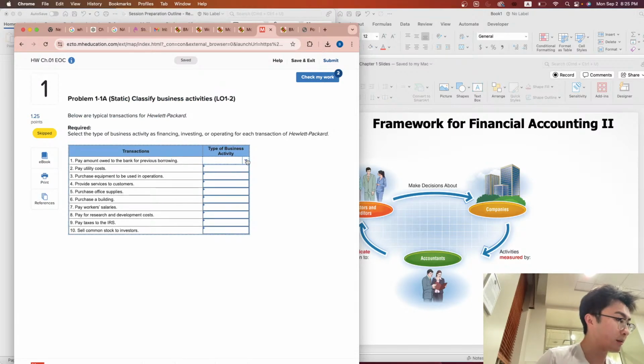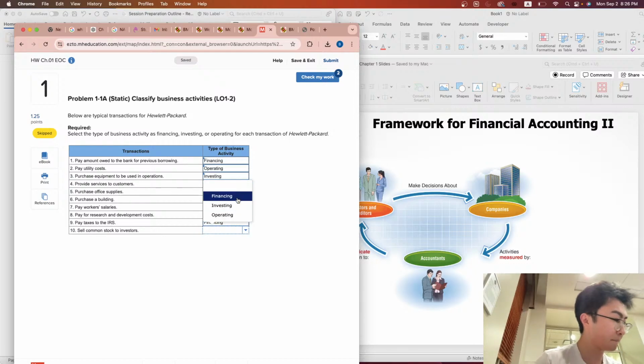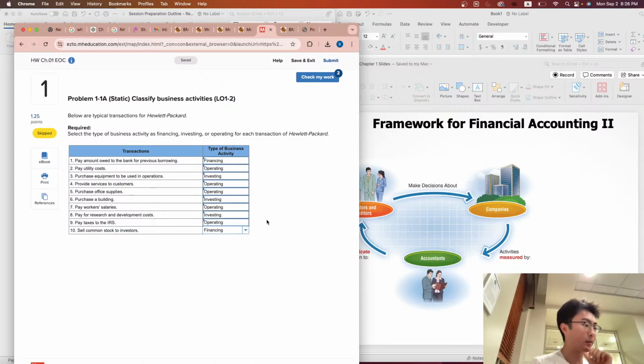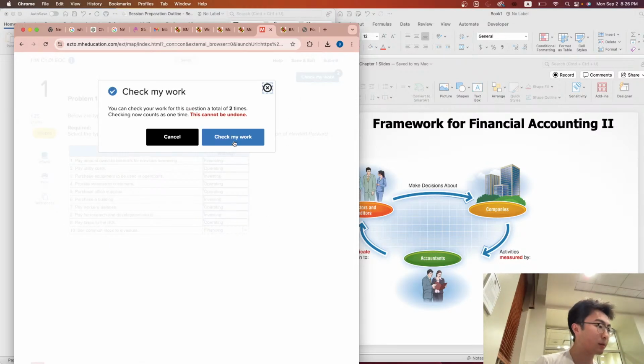Select the type of business activity. Pay amount owed to the bank for previous borrowing: financing. Utility costs: operating. Provide services: operating. Purchase of supplies: operating. Purchase of building: investing. Pay for salary: operating. Pay for research and development costs: investing. Issue common stock to investor: financing. Oh, actually no, this should be operating. So common stock to investor, yeah. Okay, so check my work.